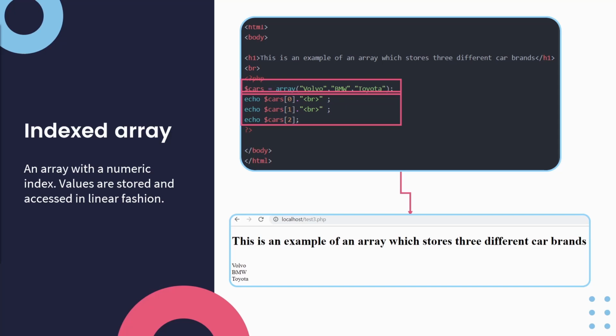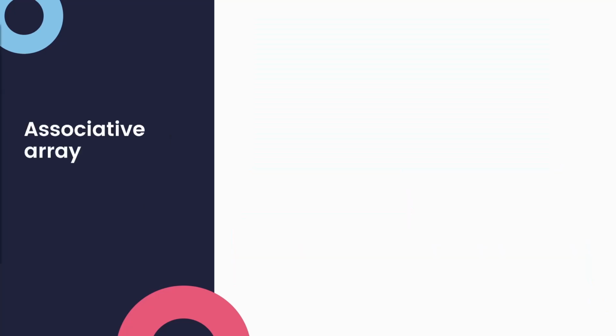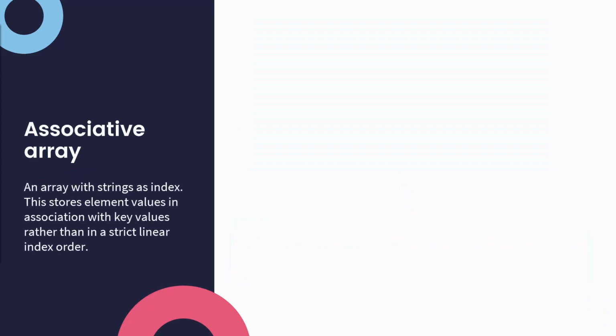Now, do keep in mind, when it comes to working with arrays, we always start an array from an index of 0 and not 1, because that's just how computers remember things in terms of storing data in a linear fashion. So what about associative arrays? Well, this is an array with strings as an index and not numeric values. This stores element values in association with key values rather than interacting or using strict linear index order.